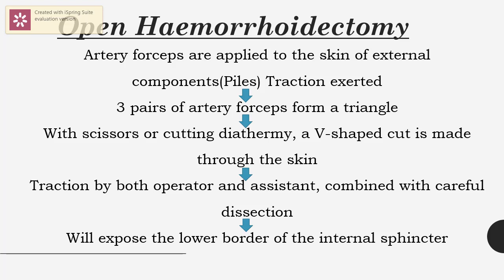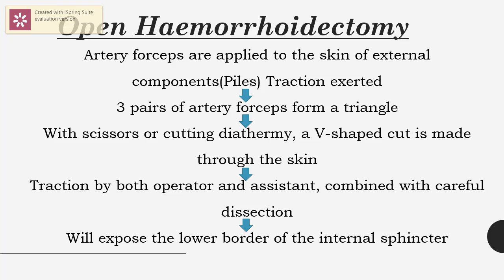Then artery forceps are applied to the skin covered with external components of the piles and traction exerted to reveal the internal components. Then those are also grasped by the artery forceps. So three pairs of artery forceps are used for 3, 7 and 11 o'clock position pile mass to form a triangle. And then with the help of scissor or cutting diathermy, a V-shaped cut is made through the skin.